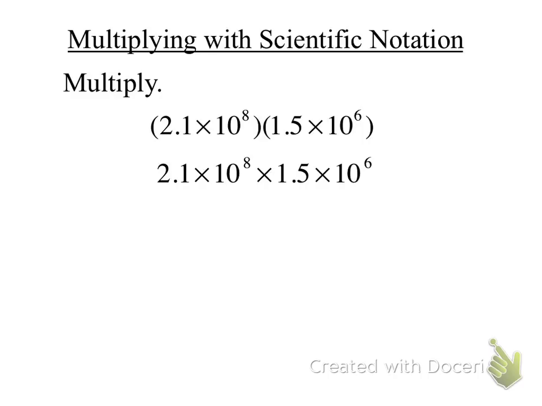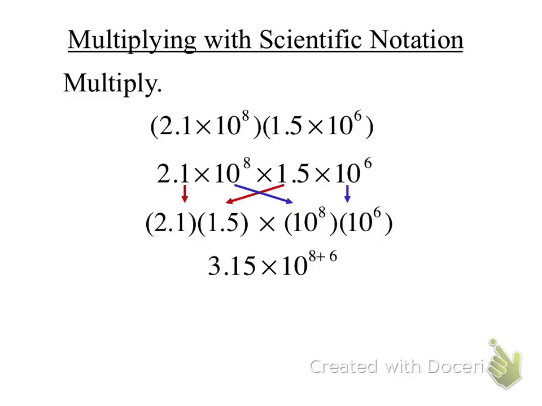2.1 times 10 to the 8th times 1.5 times 10 to the 6th. So 2.1 times 1.5, and then we'll multiply the common bases together: 10 to the 8th power times 10 to the 6th power. When I multiply 2.1 times 1.5, I get 3.15. And then we're using our common bases, 10 to the 8th power plus the 6th power. That would be 3.15 times 10 to the 14th.